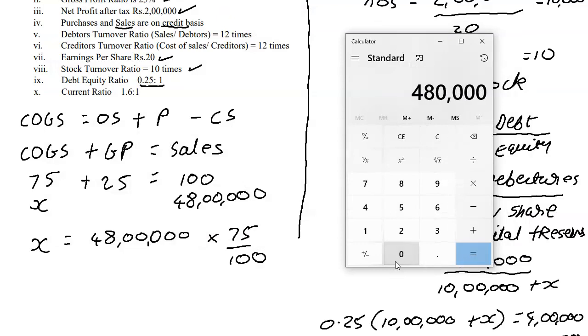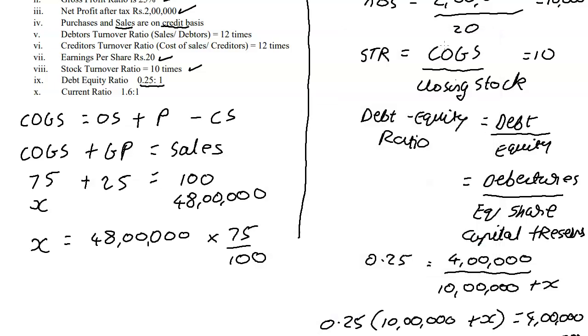$48 lakhs into 75 upon 100, which gives me 36 lakhs. So we have X is equal to 36 lakhs. And that X, by the way, is cost of goods sold.